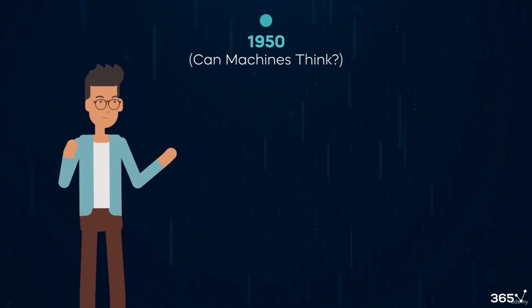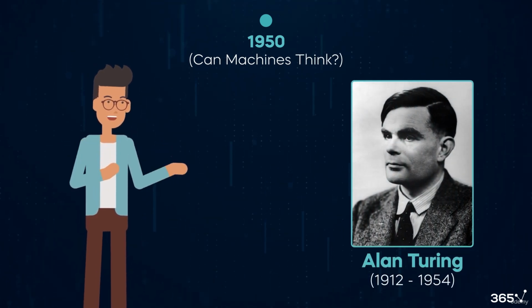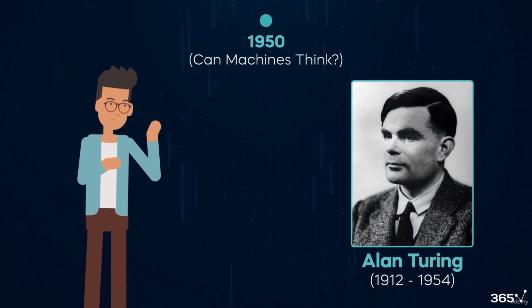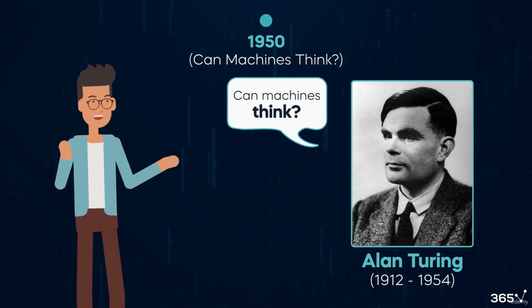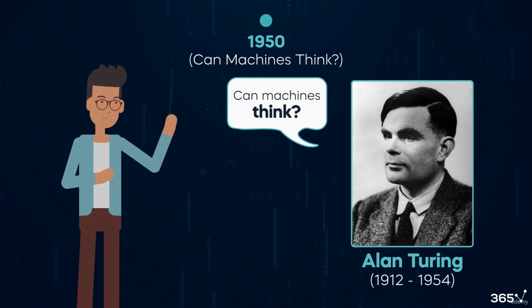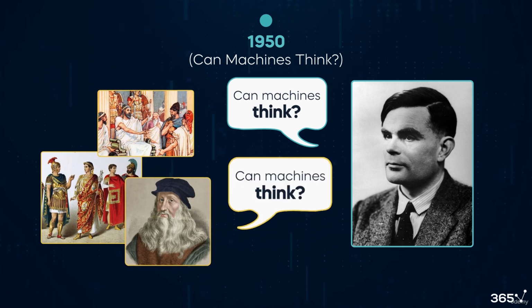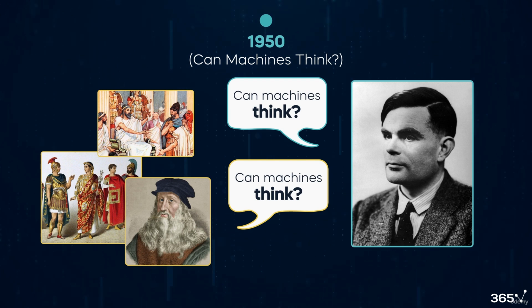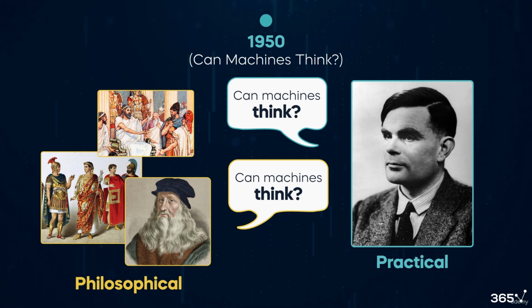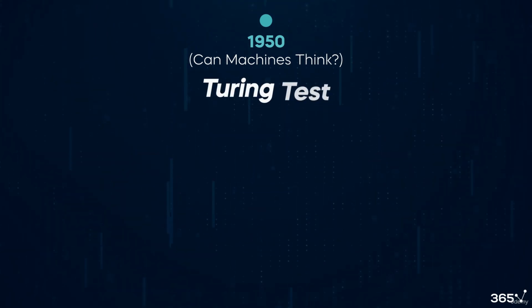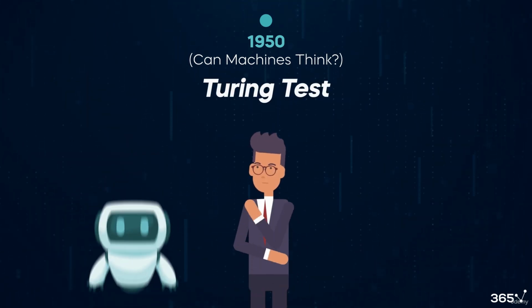In 1950, the renowned British mathematician and computer scientist Alan Turing asked, "Can machines think?" in a scientific paper. This wasn't the first time someone had asked this question, but Turing's significant contribution was to move the discussion from theoretical and philosophical to practical and experimental terms. He described an explicit criterion, later called the Turing test, for evaluating machine intelligence.